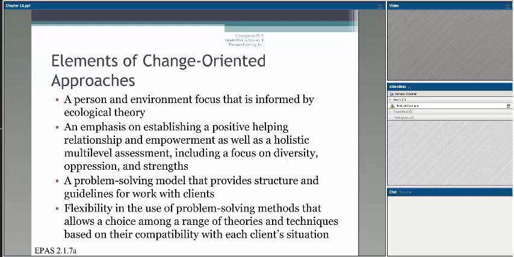Is there an emphasis on establishing positive helping relationships, empowerment? Is it a multi-level assessment? Does it pay attention to the importance of diversity or have an acknowledgement of their oppression for a great number of client families that we serve? And so when you're thinking about the approach to use, really think about it through this particular lens in terms of the things that are listed here.